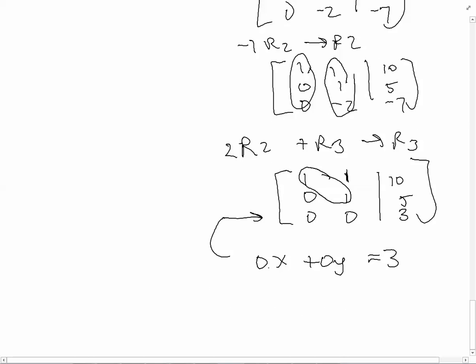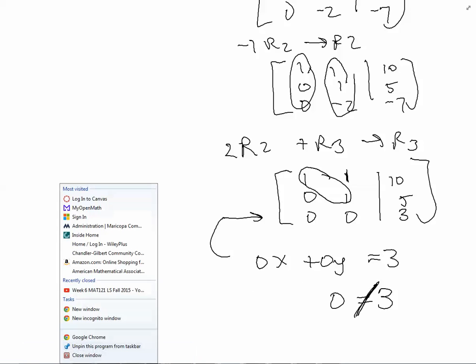Now what does that mean? Well, 0x plus 0y is 0. So this row is telling me that 0 equals 3, which we know very, very well is not a true statement. Now what does it mean when mathematics produces a false statement? Typically that means that the solution is not possible, that there exists no solution.